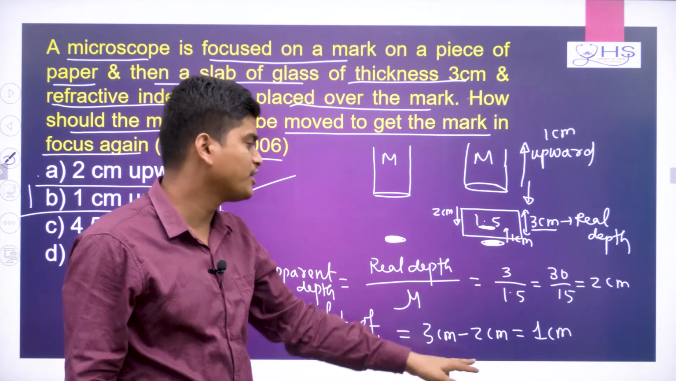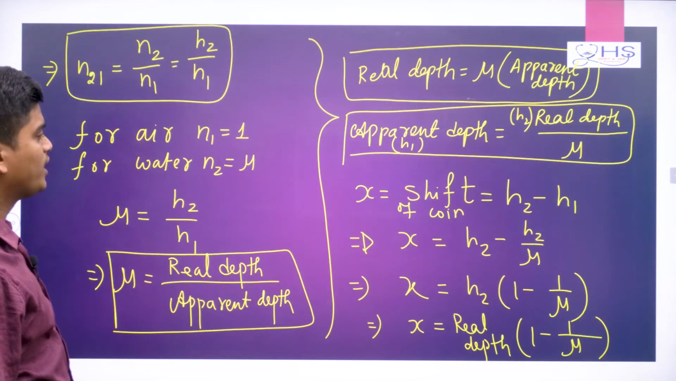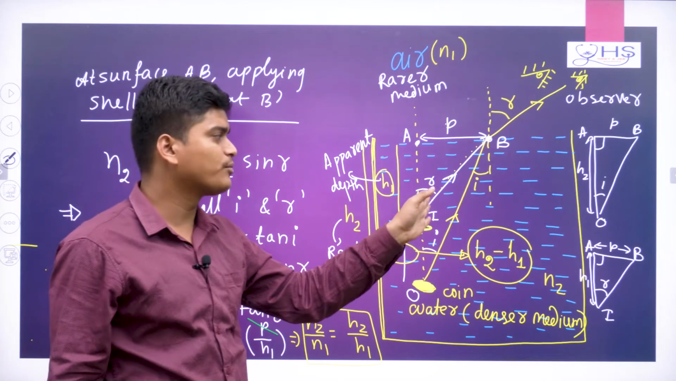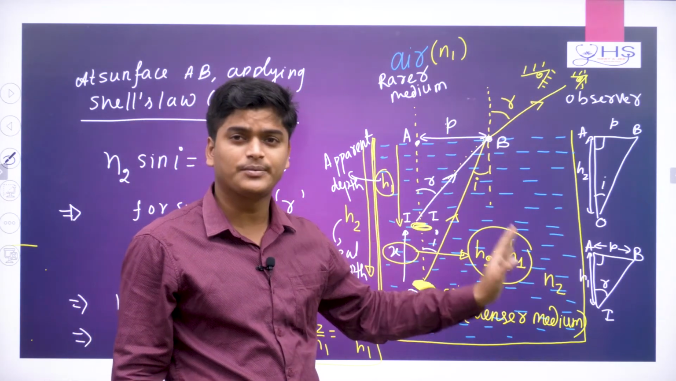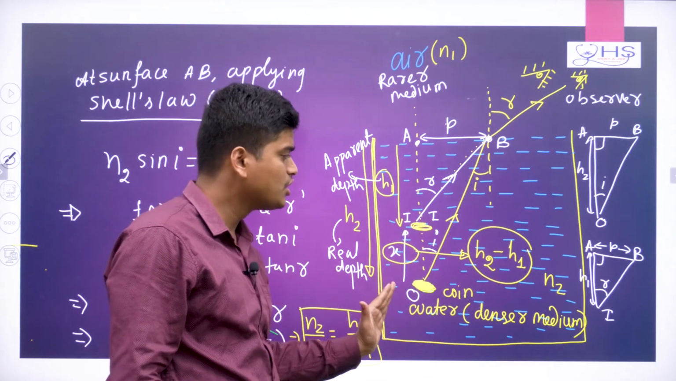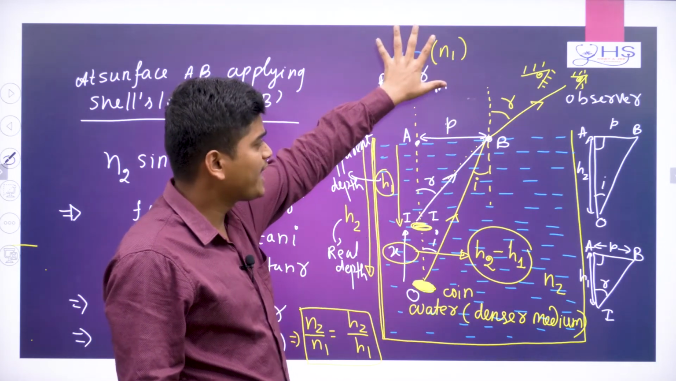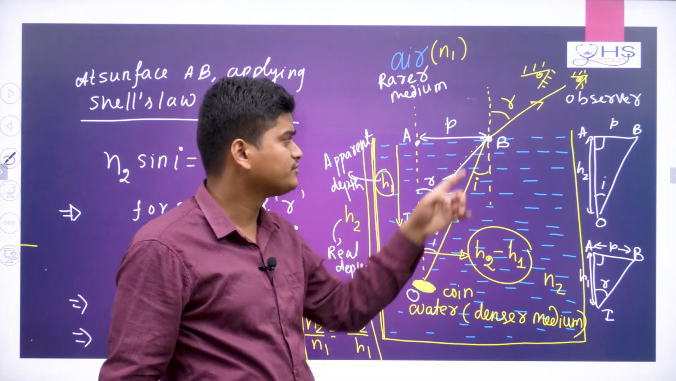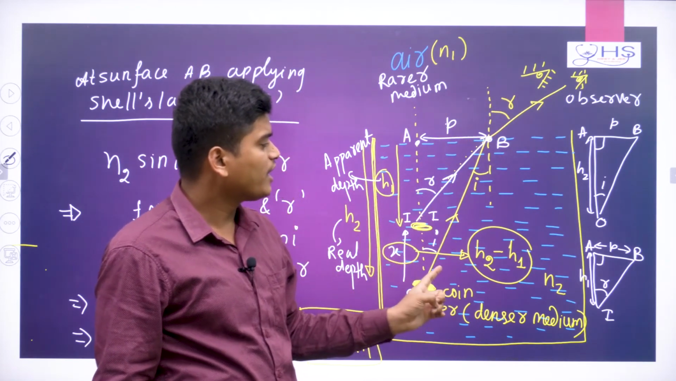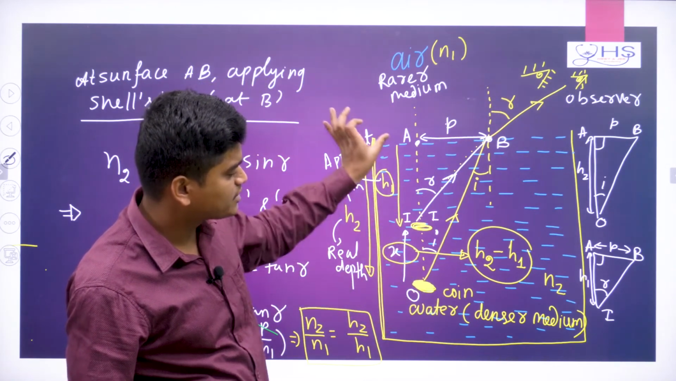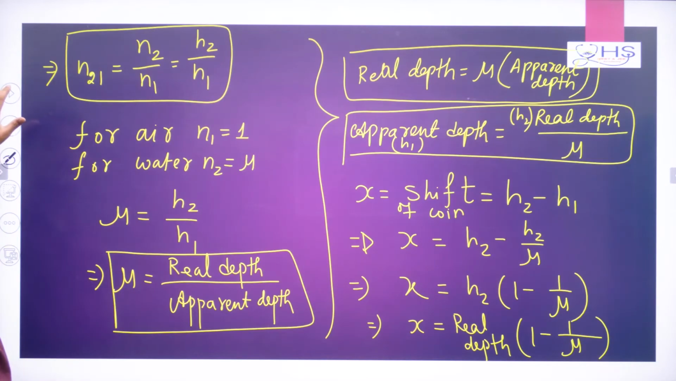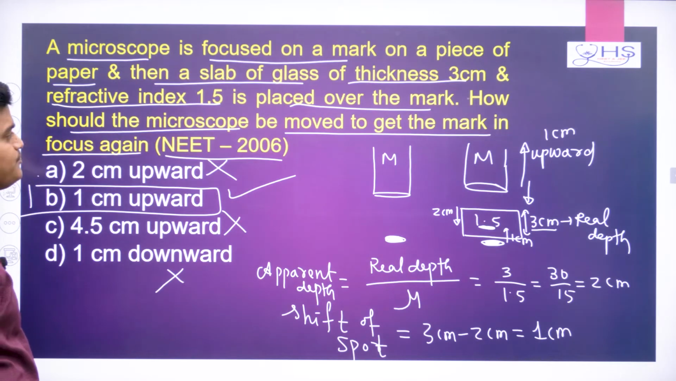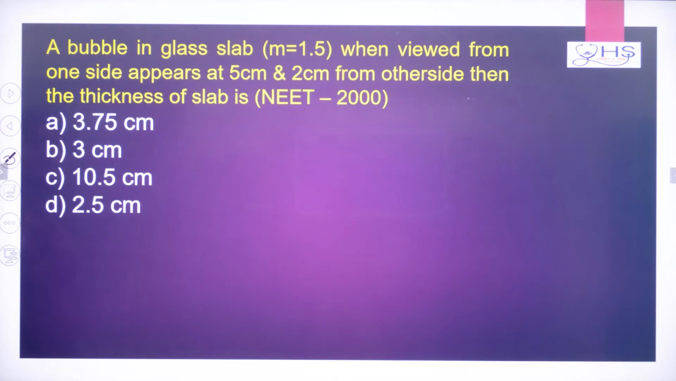But it is not happening now, because in this case light is going from denser to rarer medium. So n2, whatever we are telling, is the refractive index of the denser medium from where light is going, and light is coming to the rarer medium. So here the shifting is happening in the upward direction, so the microscope also moves in the upward direction. I hope you are getting the point. We'll go to the next question.